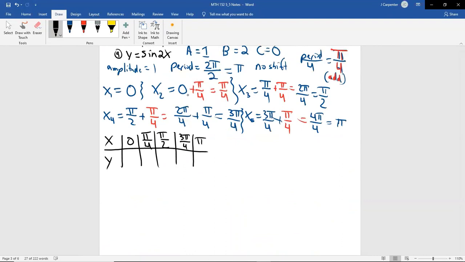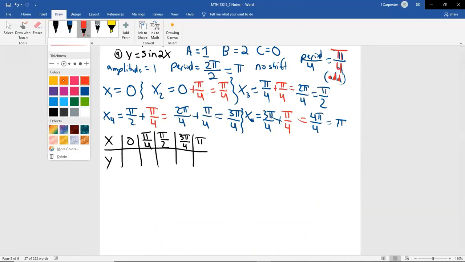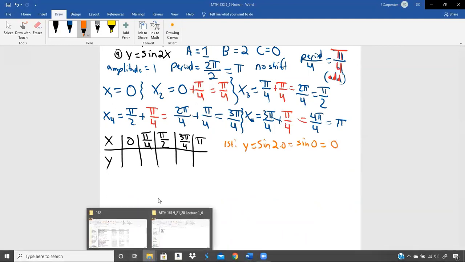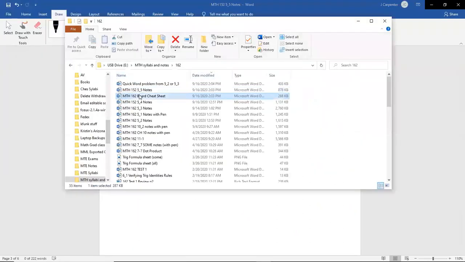So let's plug these in. Let's do the 0. So the first one, where do I want to show my work? I'll show it over here. So let's do that work in orange. So plugging in the first, y equals sine of 2 times 0, which is the sine of 0. And the sine of 0, that's the y value at 0 degrees or 0 radians, which is 0. I did not pull up my board notes, did I? Let's do that.